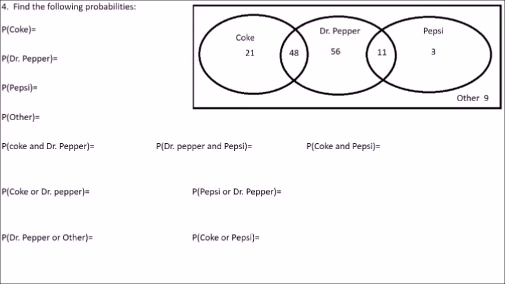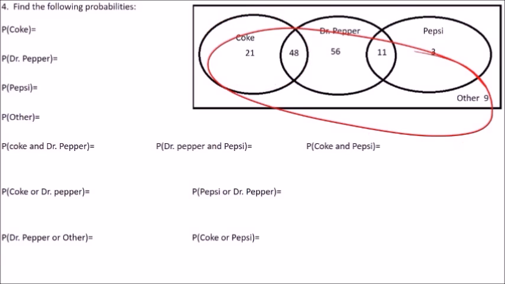Number 4, find the following probabilities based off of the Venn diagram. If I look at the probability of Coke, this should be a review of another video you've done. Just Coke is all of this information here. This is all of Coke. So if I want to find the probability of that, I'm going to have to add those 2 numbers together. Not only that, but since I'm doing probability, I've got to add all of the numbers in here to get a total.